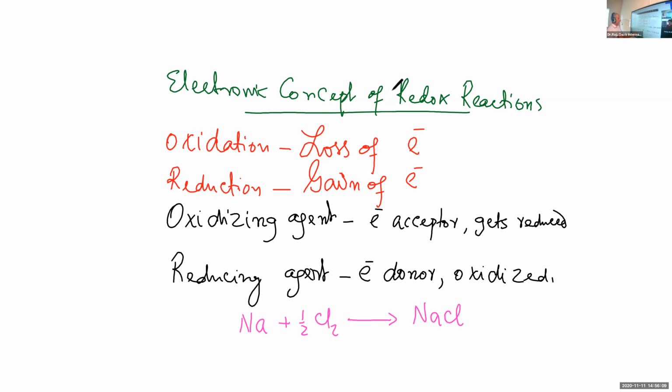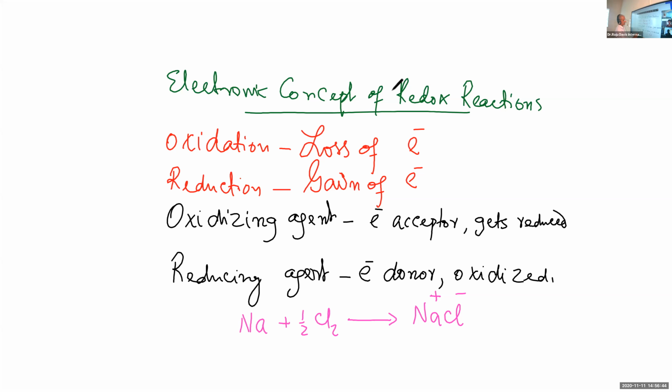When sodium reacts with chlorine, an electron is removed from sodium and one electron is accepted by the chlorine atom, that you studied in the 10th standard when we were dealing with the ionic bond. So sodium becomes Na+ ion and chlorine becomes Cl- ion. So the reaction can be separated into oxidation and reduction.